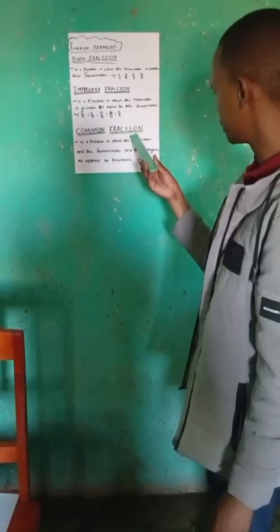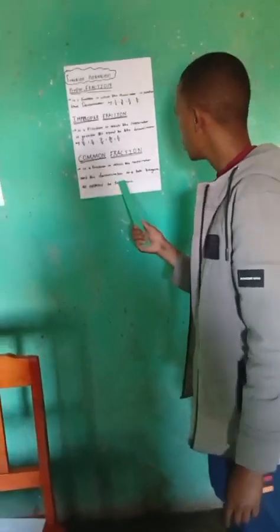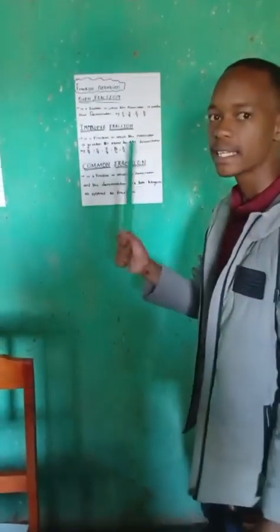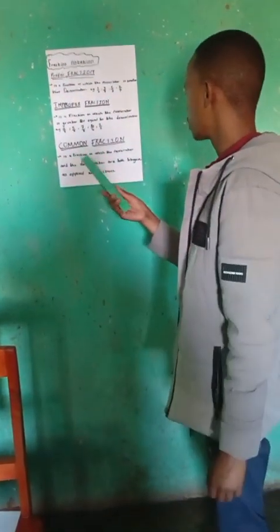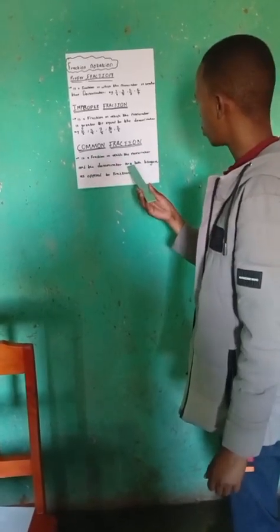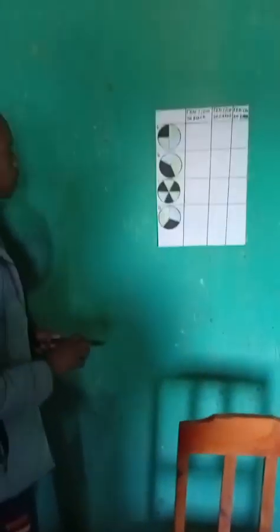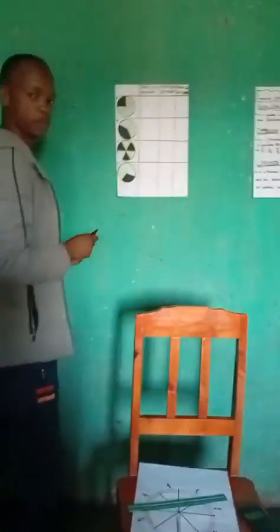Then we have a common fraction. A common fraction is a fraction in which the numerator and the denominator are both integers, as opposed to decimal fractions. Then I've created some diagrams here so that we can know how to write some fractions.